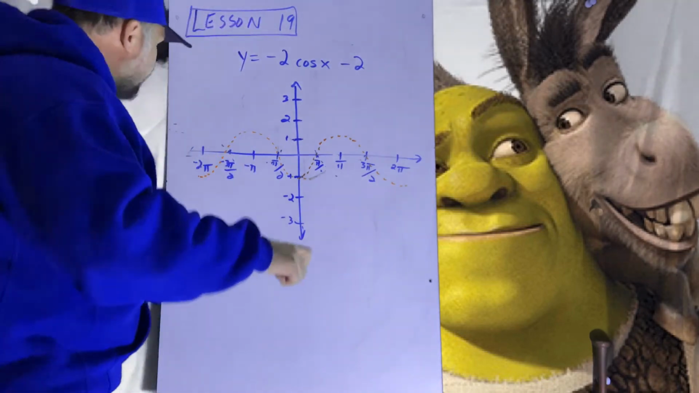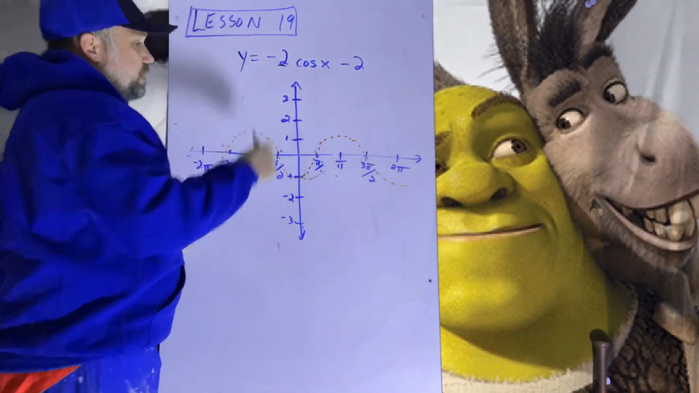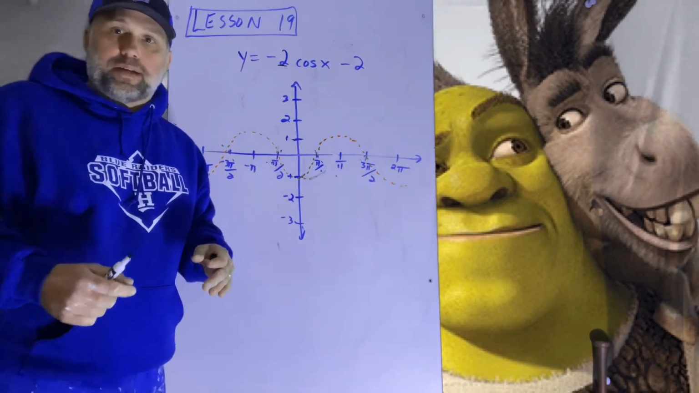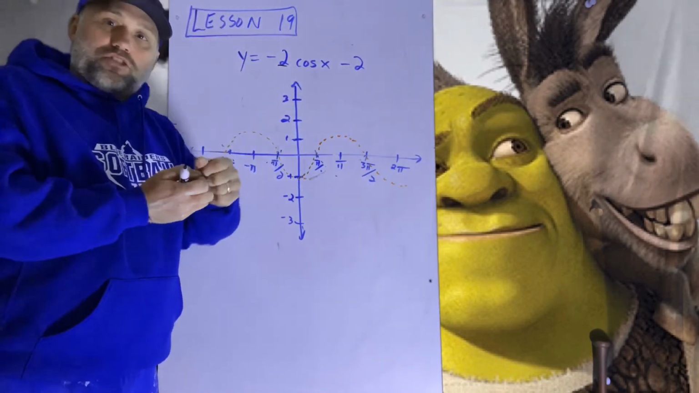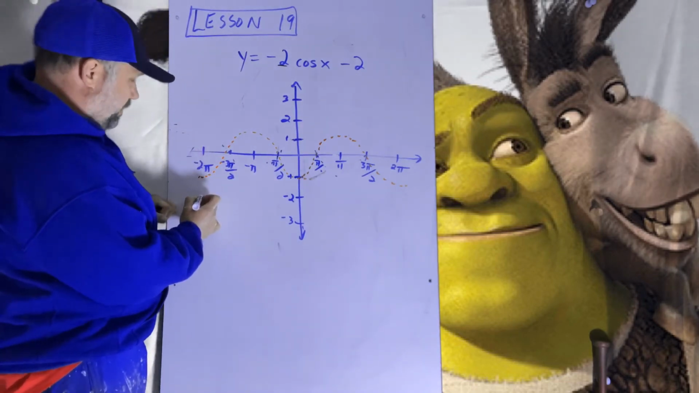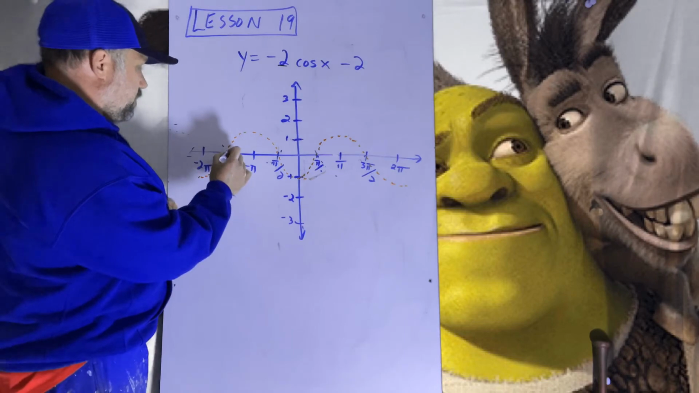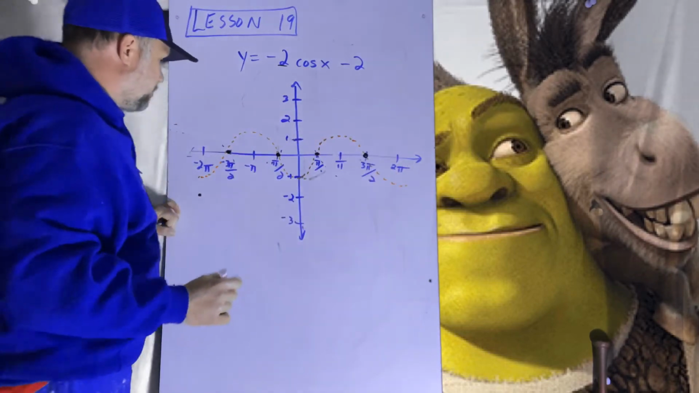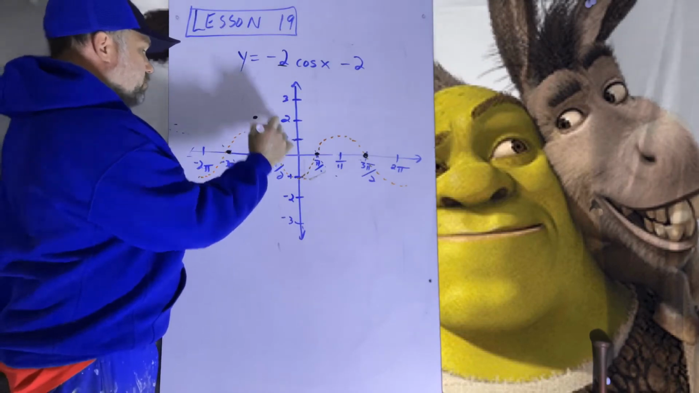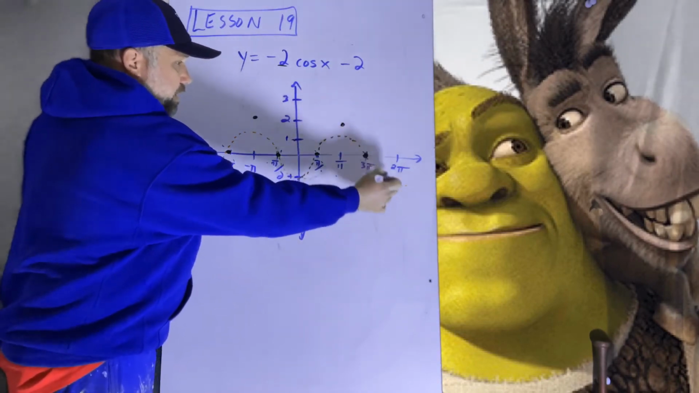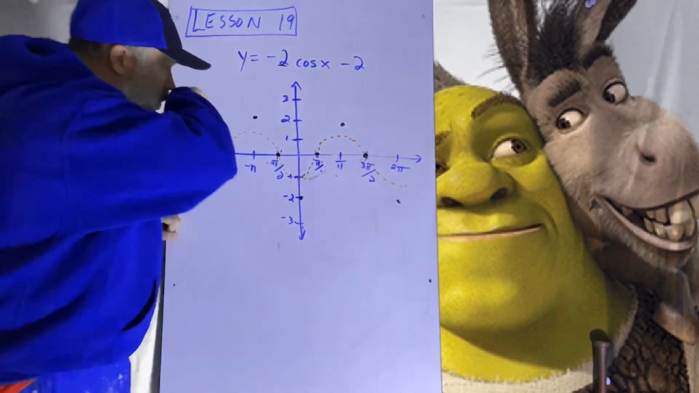I'll go to black. Remember, a stretch of 2 means I'm going to pull this graph up to 2 and down to -2. All right, I'm not moving it up 2 units. I'm just stretching it to 2. So this point right here is now going to get stretched down to -2. These values, remember, these stay fixed on the x-axis. We don't change those. This will get stretched up to 2, this down to -2, this up to 2, and this down to -2.